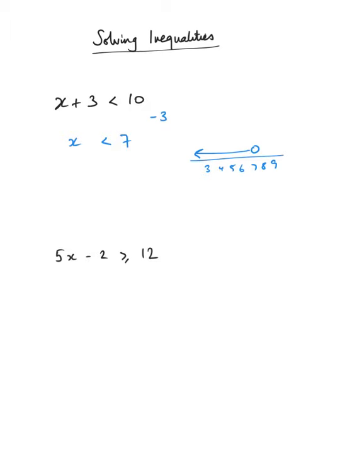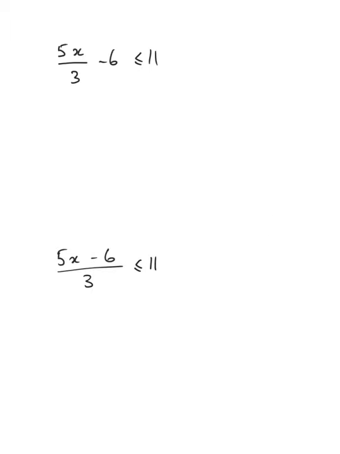Here I'll add 2 to both sides to get 5x is greater than or equal to 14, then divide both sides by 5 to get x is greater than or equal to 14 over 5. If I needed to simplify that, I'd have x is greater than or equal to 2.8. Remember what I've told you before.